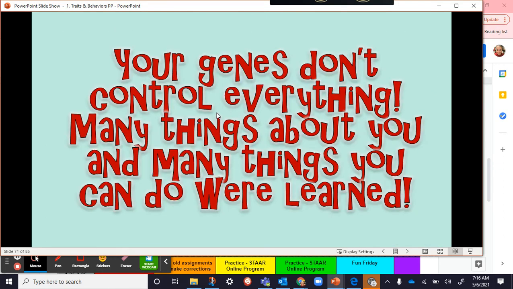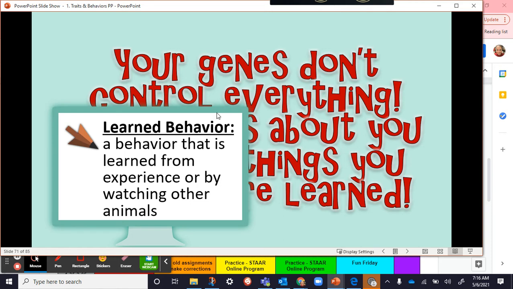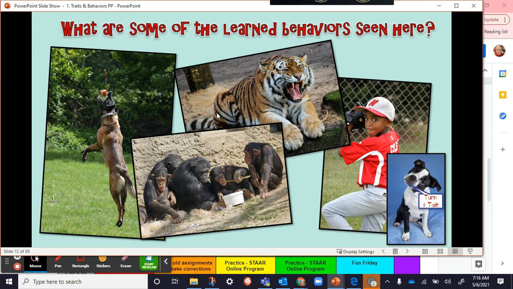So we went through these and discussed for the bear, the blowfish, the puppies, birds' instincts, the peacock's instincts. So it says your genes don't control everything you do. Many things about you and many things you can do were learned. So a learned behavior is a behavior that you learn. You were either taught by someone or you watch someone do it. And this doesn't just go for humans, but also for animals and plants as well. So we talked about some of these learned behaviors.